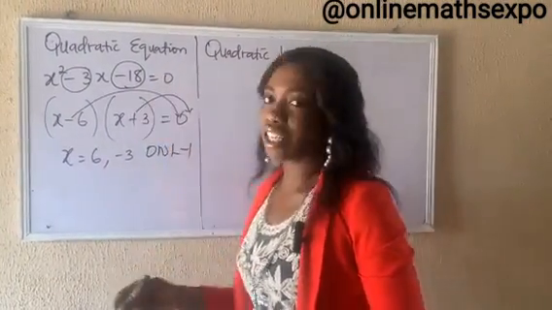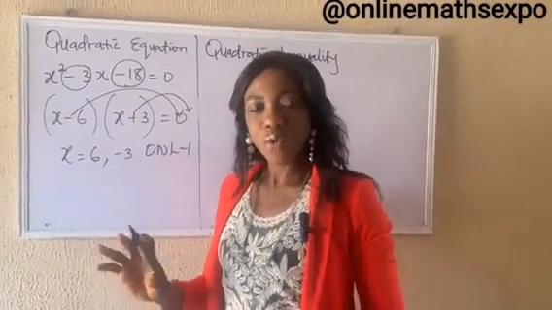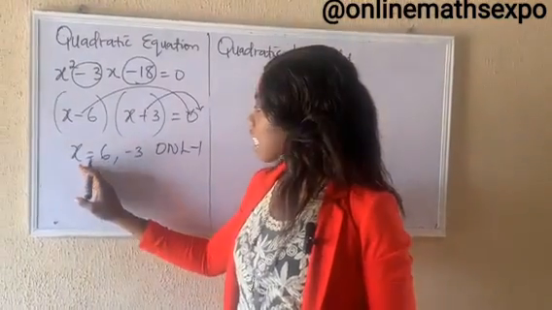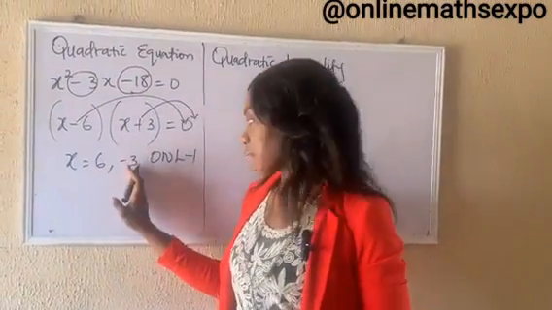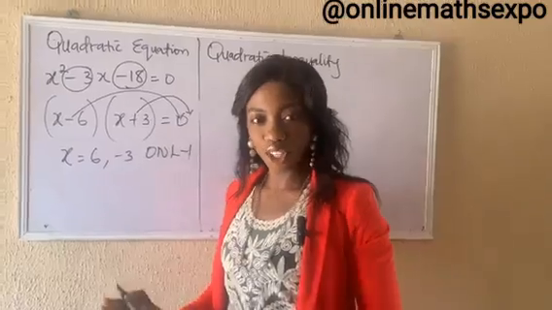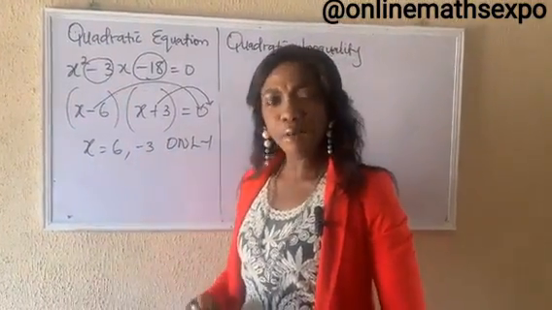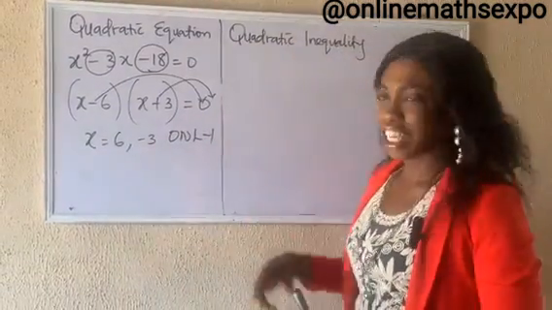And that is why we say that in quadratic equation, we only talk about exactness. So the values of x can only be 6 and minus 3. Nothing more, nothing less. If you have understood what we meant by that, follow me through to quadratic inequality.